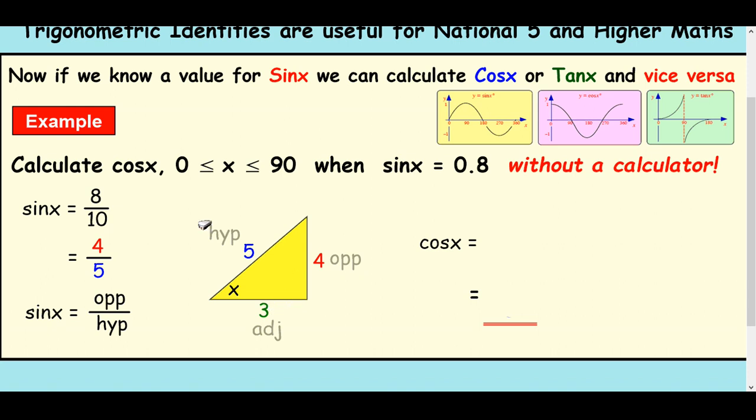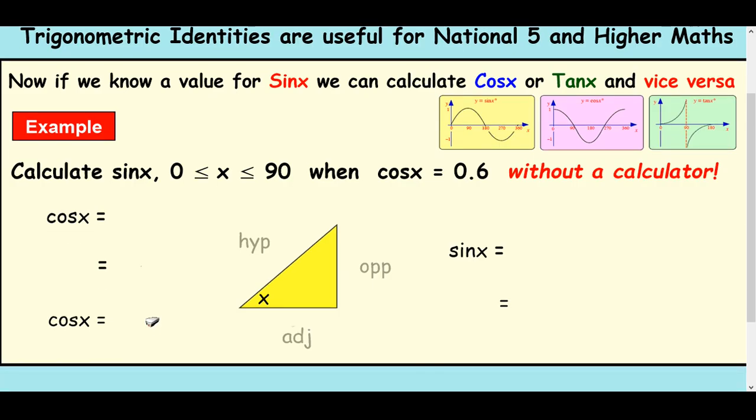Now I can answer the question. So calculate cos x. So cos x is equal to adjacent over hypotenuse. And now that I've filled this triangle in, the adjacent side is 3 and the hypotenuse side is 5. So that would be 3 over 5. That would be fine. You could change that to 6 over 10, which is 0.6 if you really wanted to.